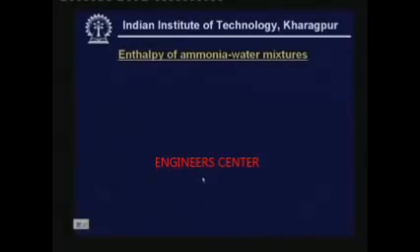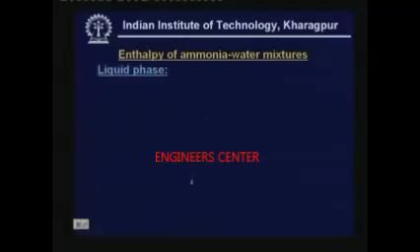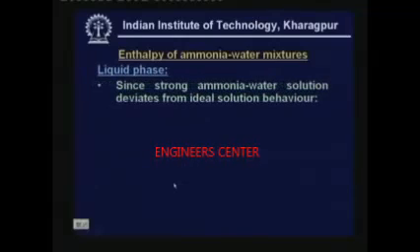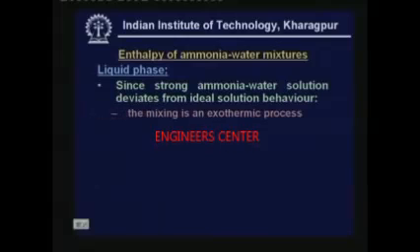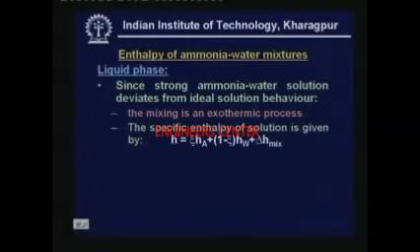Now let us look at the enthalpy of ammonia water mixtures. First let us look at the liquid phase enthalpy. Since a strong ammonia water solution deviates from ideal solution behavior, the liquid phase enthalpy has to be obtained by this equation, that is, H is zeta HA plus 1 minus zeta HW plus delta H mix. Delta H mix is negative because the mixing process is an exothermic process, just like the water lithium bromide system.